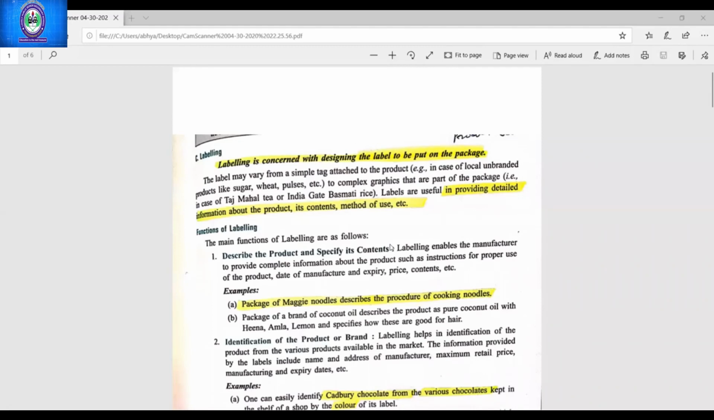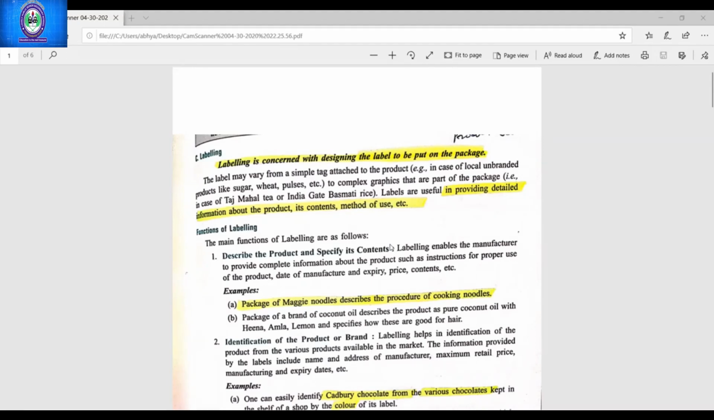So such types of labels are known as simple labels, simple tags, in which no designing work is done, only the required information is given. So what is the required information on the label? Most important information, that is the MRP of the product, batch number of the product, expiry date, manufacturing date, as well as ingredients, green dot or red dot, that is also displayed on the breads, even on the bakery breads.